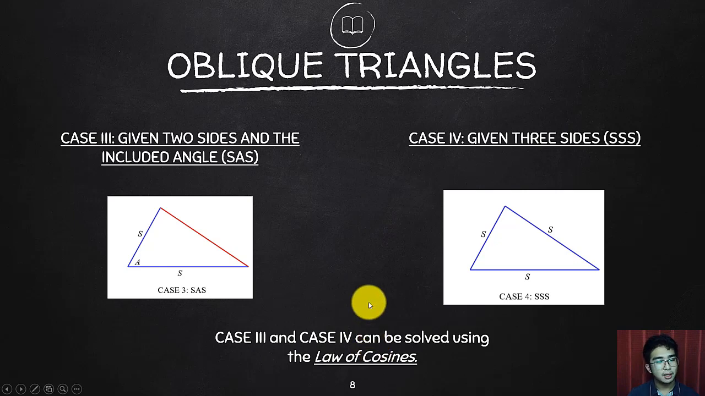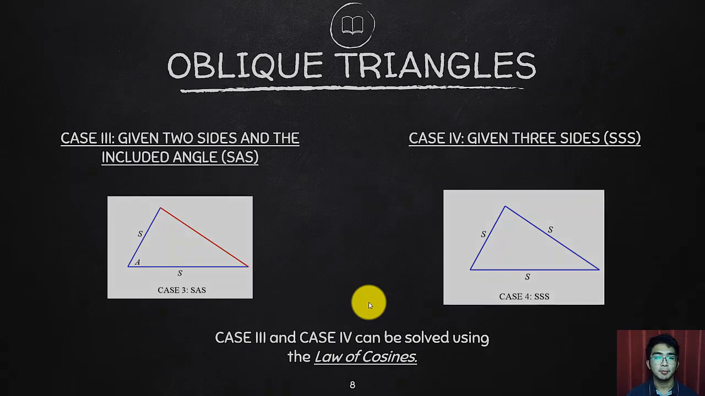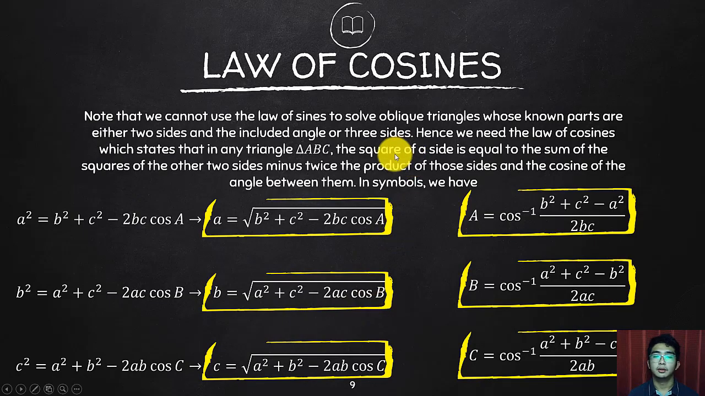So this formula is a bit harder to memorize at first, but if you use it a lot of times, it can be memorized. Okay? So this is now the law of sines, law of cosines for sides, law of cosines for angles. Okay? So here it says that note that we cannot use the law of sines to solve oblique triangles whose known parts are either two sides and the included angle or three sides.